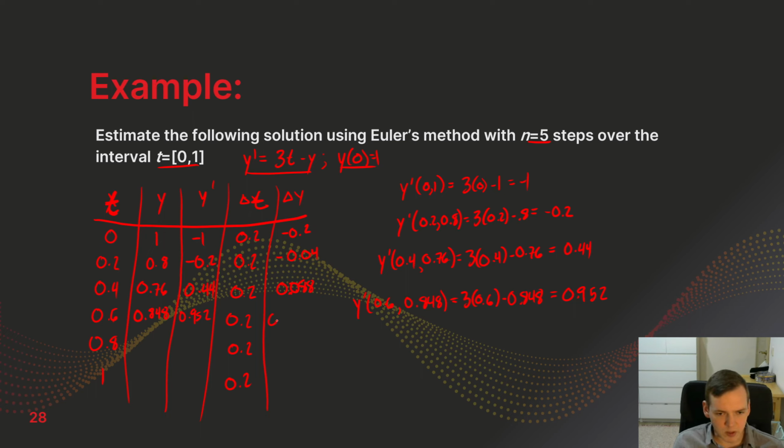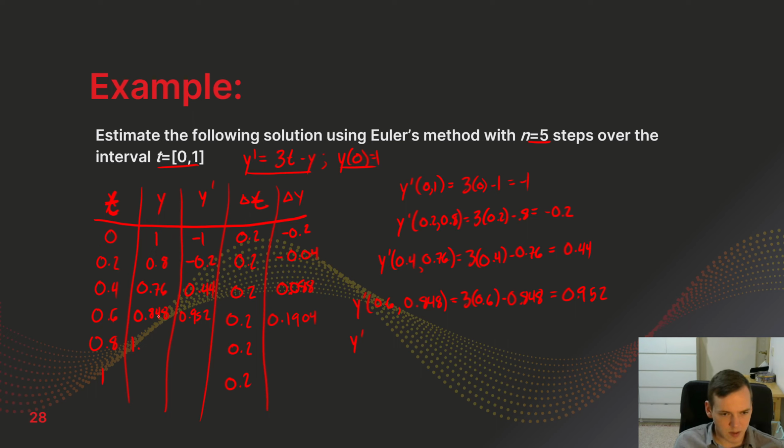So 0.952 times 0.2 will be 0.1904. And then y prime of, sorry, doing all this in my head is a little bit tricky, but we're going to push through to the end. So this would now be at 1 and something. 1.952 will be, sorry, 0.1904.